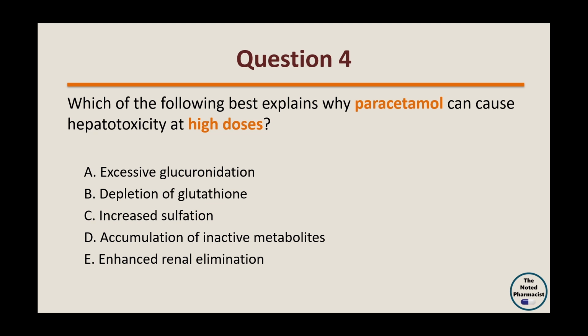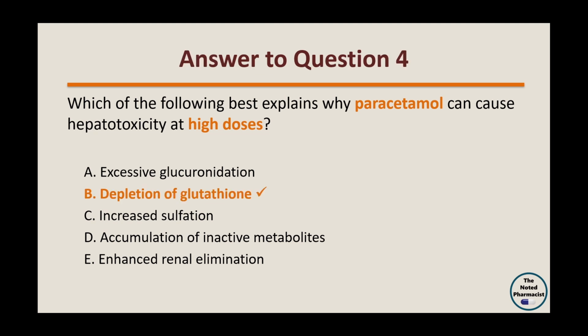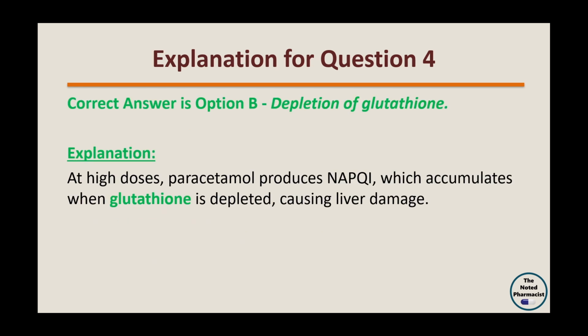The correct answer is option B, depletion of glutathione. The explanation is as follows. At high doses, paracetamol is metabolized to NAPQI, a toxic metabolite usually neutralized by conjugation with glutathione. When glutathione stores are depleted, NAPQI accumulates, causing hepatotoxicity.